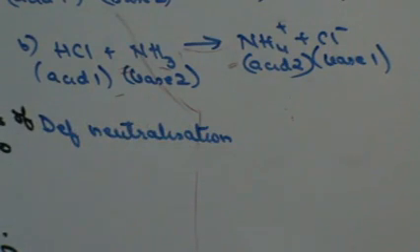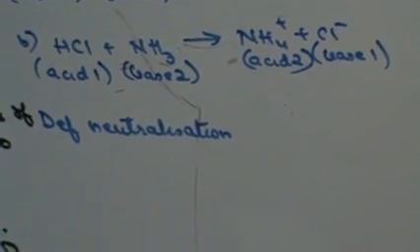How do Lowry and Brownstein define neutralization? According to them, neutralization is a reaction which involves donation of a proton from an acid to a base, forming a conjugate acid-base pair. I'll explain those terms. First, let me write the definition.